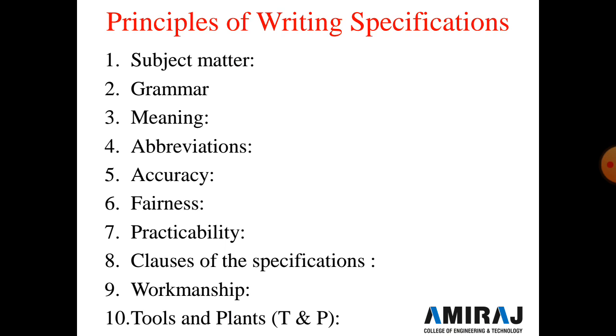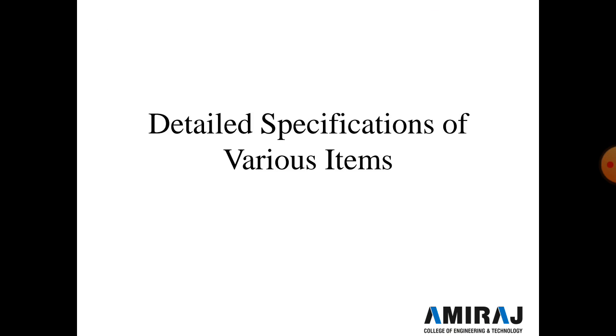So the tools and plant to be engaged to carry out the work shall be described, and the method of operation and by whom to supply it shall be clearly stated in a tools and plant. So which type of machinery or plant is required is fully described in a specification. Now the next point is the detailed specification of the various items.